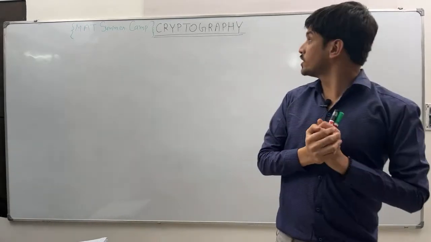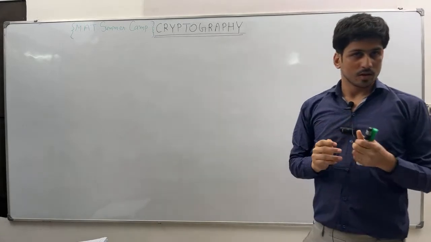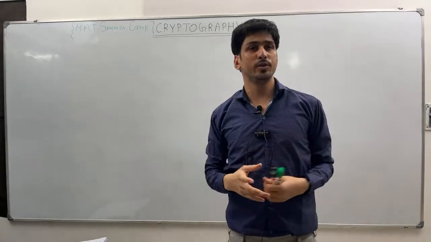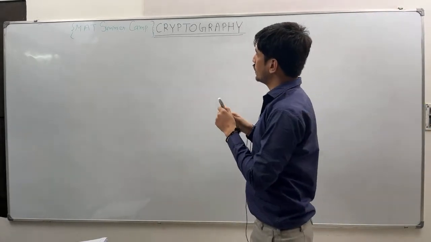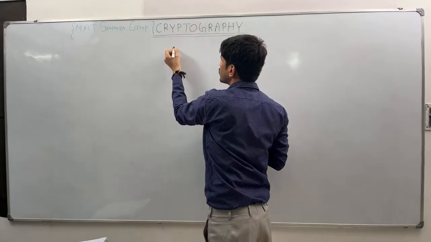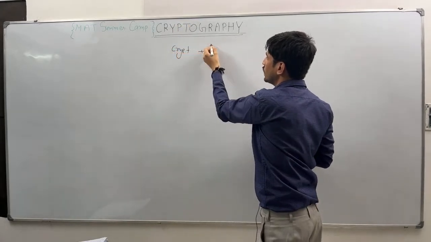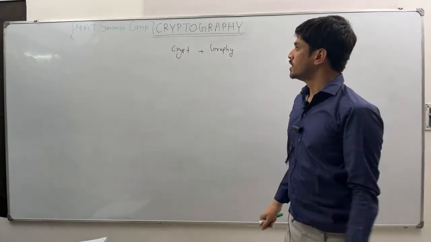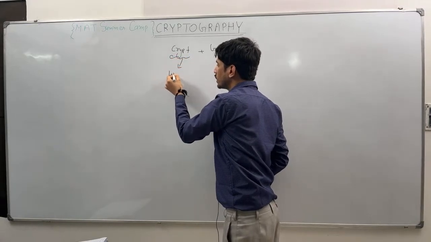Good evening students. In this session we will talk about cryptography. First of all, we need to understand what cryptography is and why we use it. Cryptography comes from two words, crypt and graphy. Crypt means something related to hiding or keeping it secret.